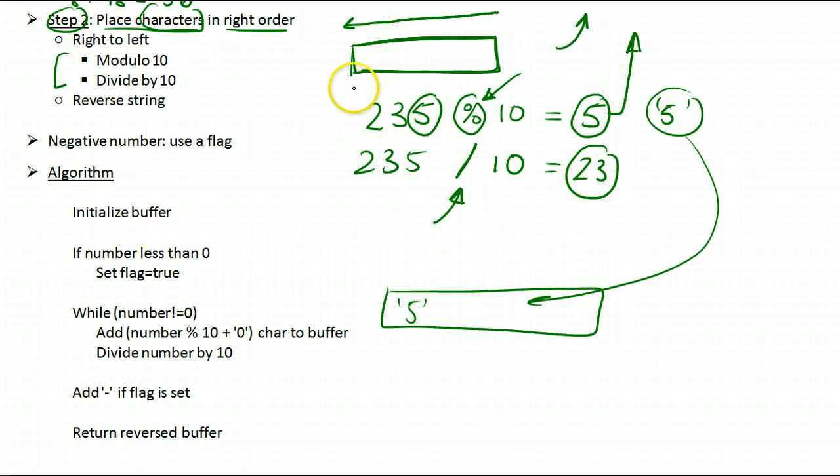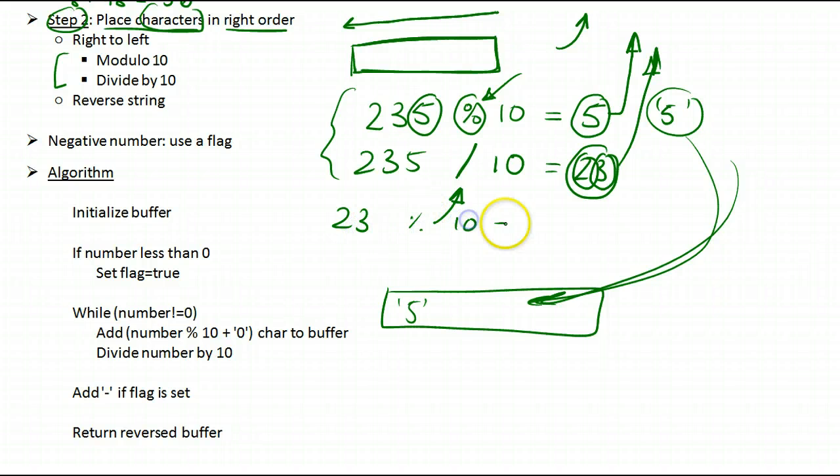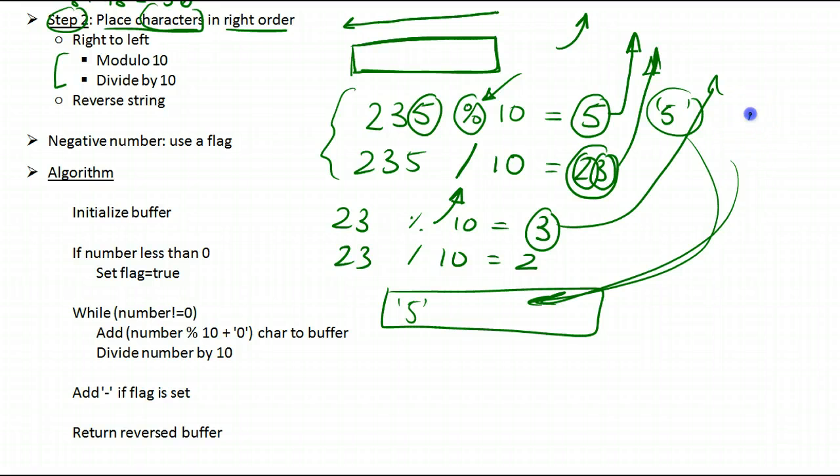And I will perform this procedure over and over again so I can isolate each single one of these digits, get their character equivalents using the procedure above, and then store them in that string buffer. So that 23, I'll take it again, I'll modulo 10, it'll give me the 3. 23 divided by 10 will give me the 2. So this 3, I'll get its character equivalent, which is 3, and then I will store it right here.